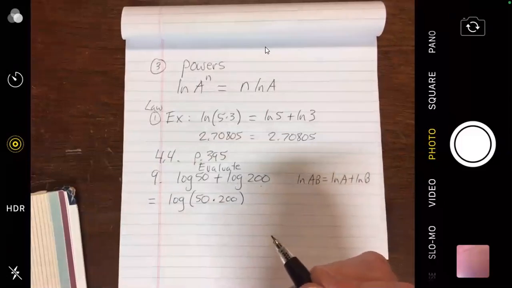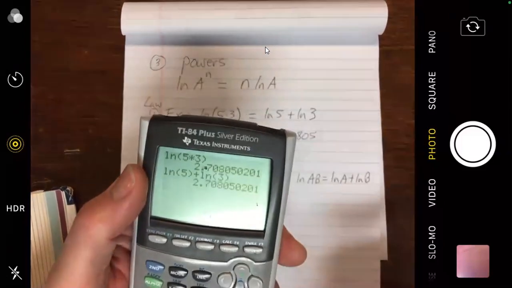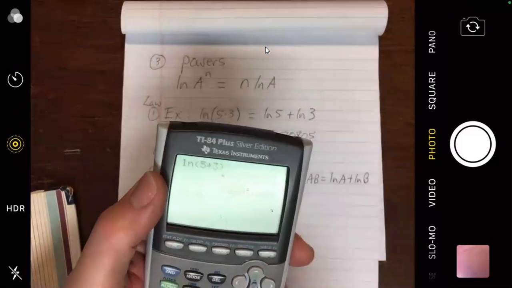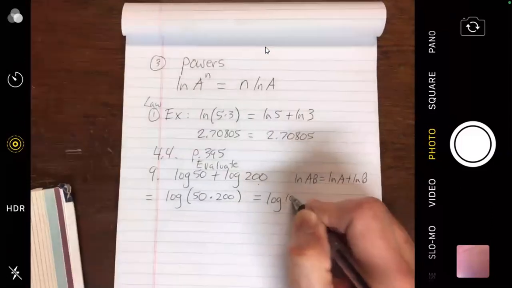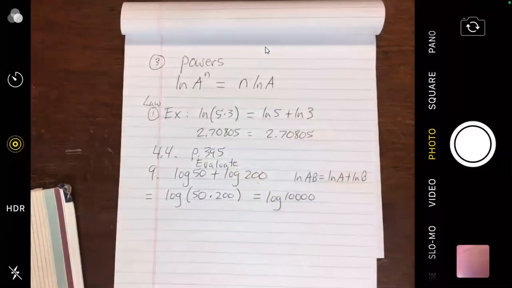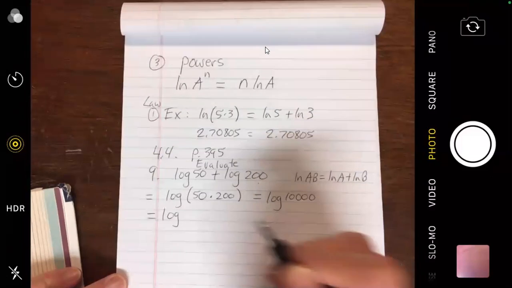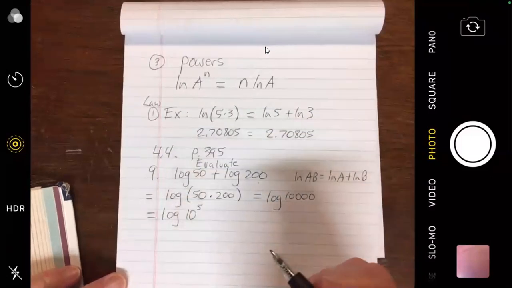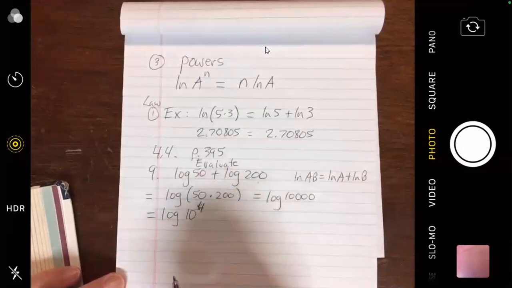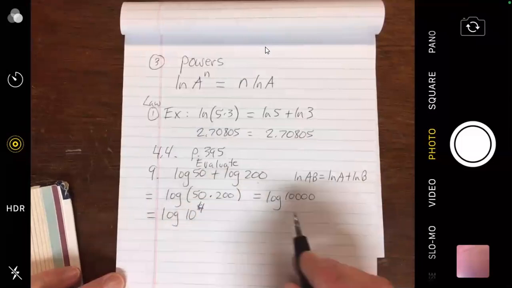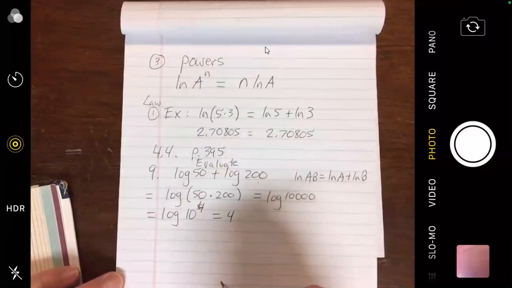Well, 50 times 200 is 10,000. 10,000 is 10 to the 5th. My fault, 4th. God, wake up. 10 to the 4th. There's 4 zeros. 1 times 10 to the 4th. The answer should be 4, because these undo each other.